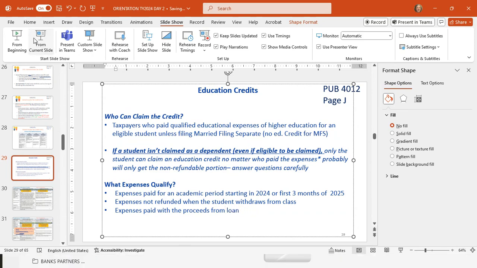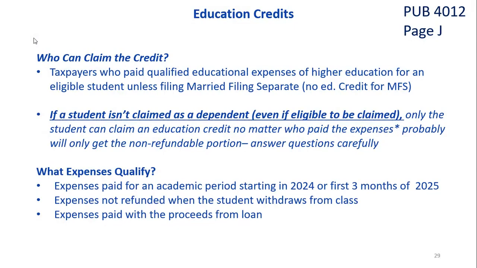What expenses qualify? Expenses paid for an academic period starting in 2024 or the first 3 months of 2025, because a lot of times you have to register and pay for the January start of school. Expenses that are not refunded when the student withdraws. So if you pay for a class and then you withdraw and the school gives you your money back, well, you can't claim that money that you originally paid on your tax return because you got your money back.